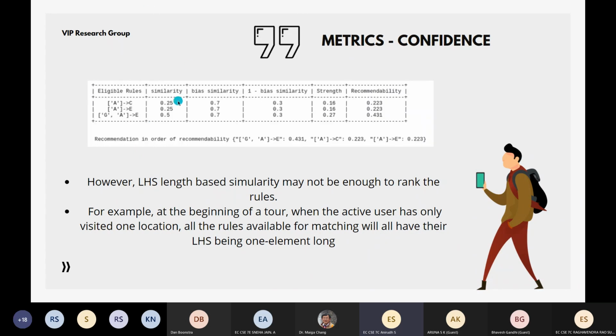So finally, based on the similarity and the strength, we add a bias similarity. Bias similarity is a value between 0 and 1, and we multiply it with the similarity, and we multiply 1 minus bias similarity with the strength. So we're just trying to take the best of both worlds, and then we finally make it into a value called recommendability. So using this, we can have a proper measure to tell that, yes, this is the best recommendation out of these 3 recommendations, and we have that in our order.